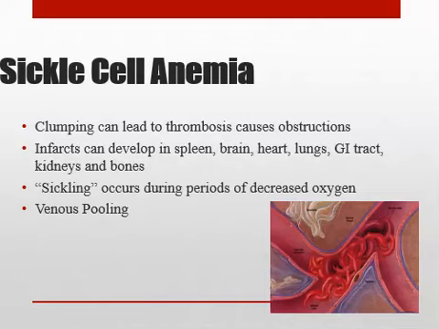So 2 things occur when the cells start sickling. 1, they cannot carry oxygen, so we have an oxygenation issue. And 2, because of their shape, they tend to pull together to cause obstructions. So it causes thrombosis. The next one talks about infarct. So it stops blood to the spleen, brain, heart, lungs, GI tract, kidneys, and bones. And it causes venous pooling. Again, once the cells turn into the sickled shape, they can no longer carry oxygen. So there's 2 different things working here when these cells start to sickle. There is a clumping issue and an oxygenation issue.